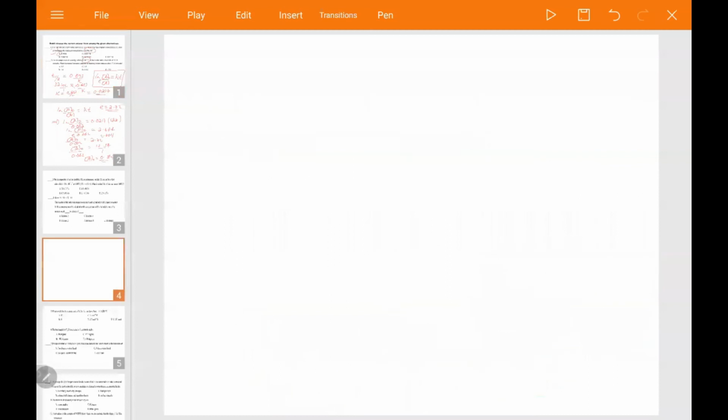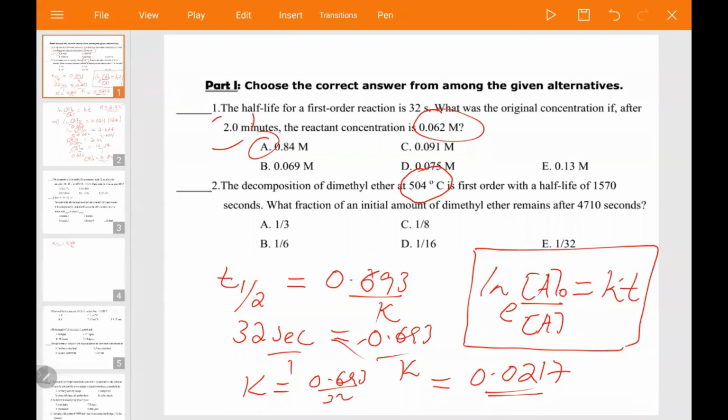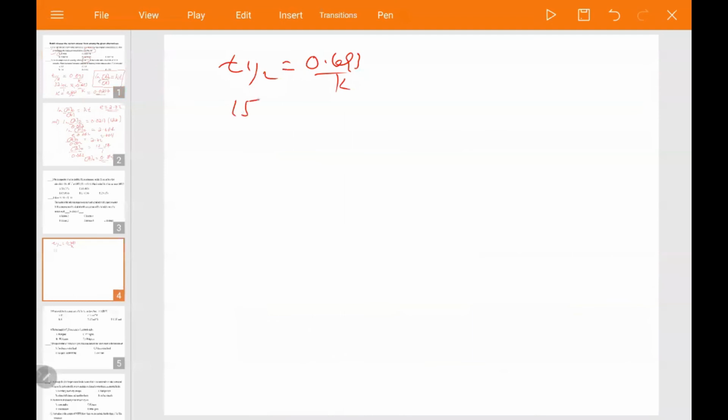So as before, half life is 0.693 over k, and half life is 1570 seconds. So k is 0.693 divided by 1570. k is equal to 4.4 times 10 to the power of -4, check it.